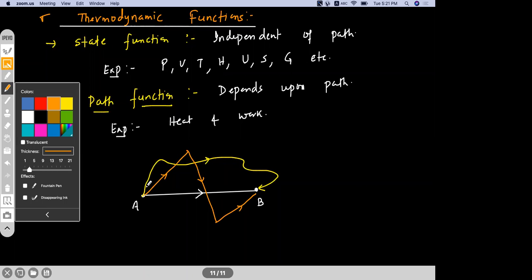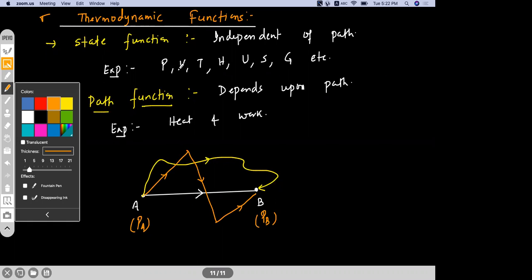But if you choose the longer path, you have to do more work and use more fuel. That's why the work done, heat and energy required depend upon the path that you choose. But if the pressure at point A is PA and at B is PB, or volume is VA, VB, temperature TA, TB, it doesn't matter what path you choose. The pressure at B is always PB.